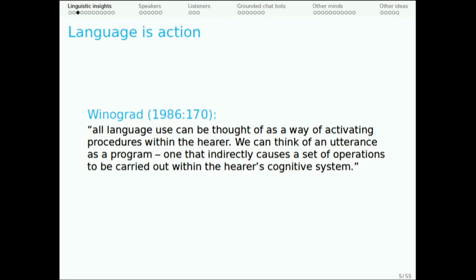I like this quote from Terry Winograd that keys into this grounding idea. Language is action. All language use can be thought of as a way of activating procedures within the hearer. We can think of an utterance as a program, one that indirectly causes a set of operations to be carried out within the hearer's cognitive system. It's kind of nice and keys into the goal-oriented nature of this and also the social component.